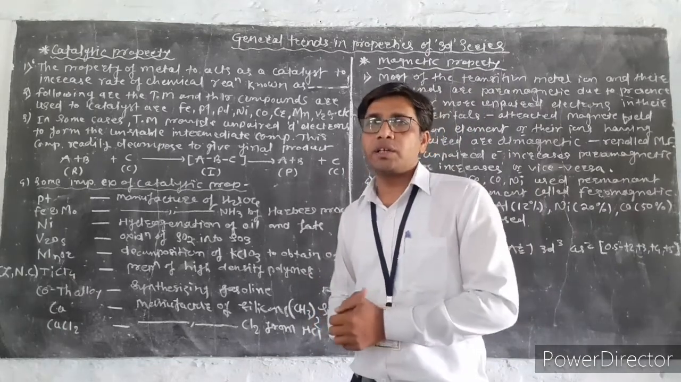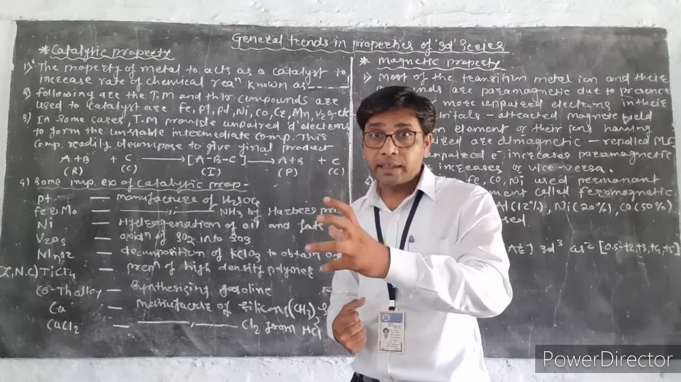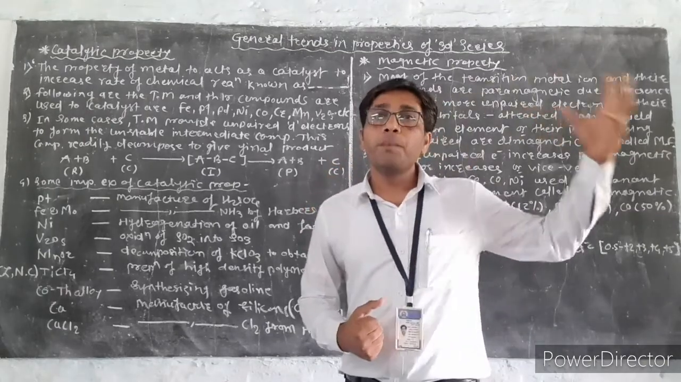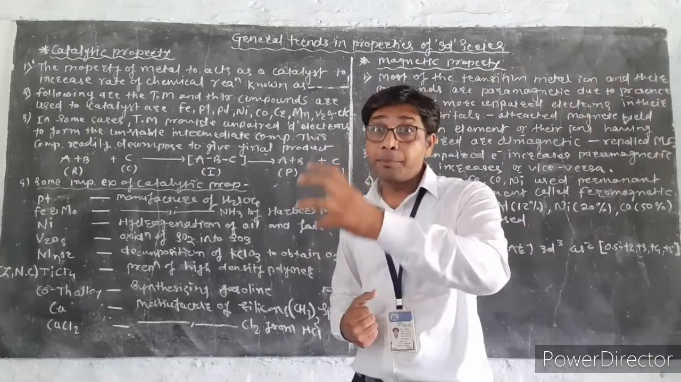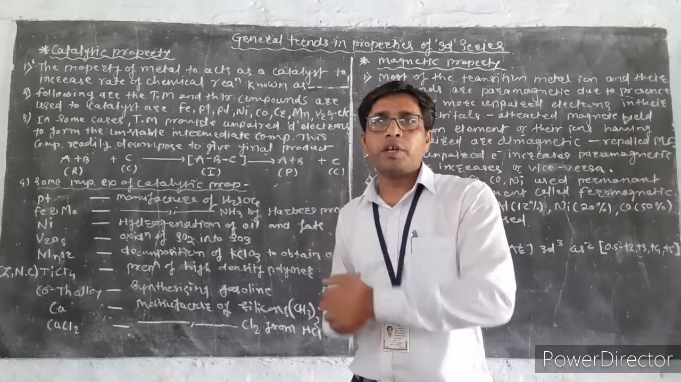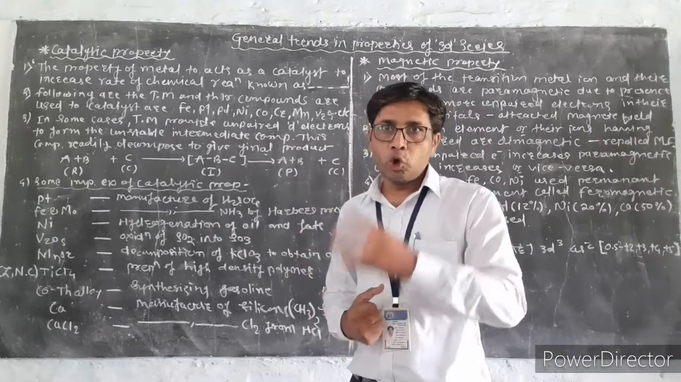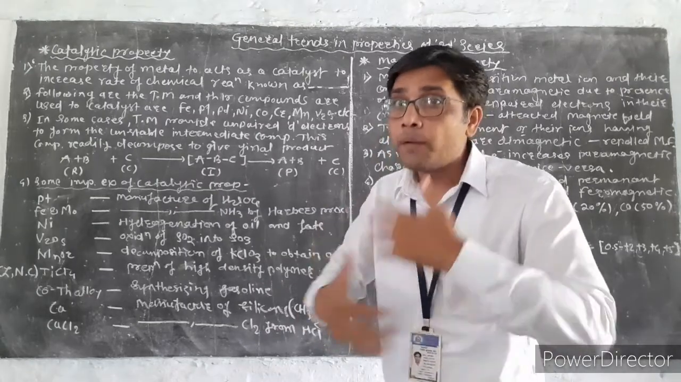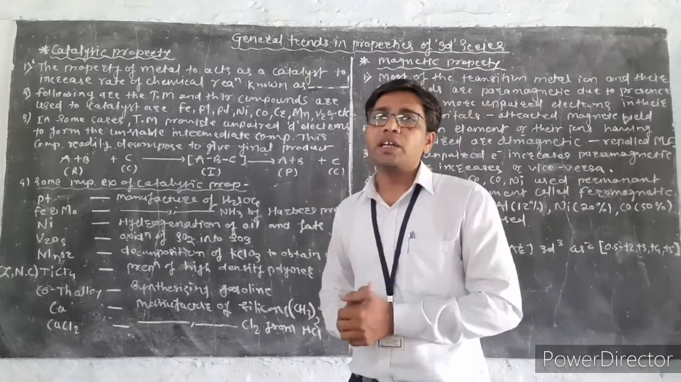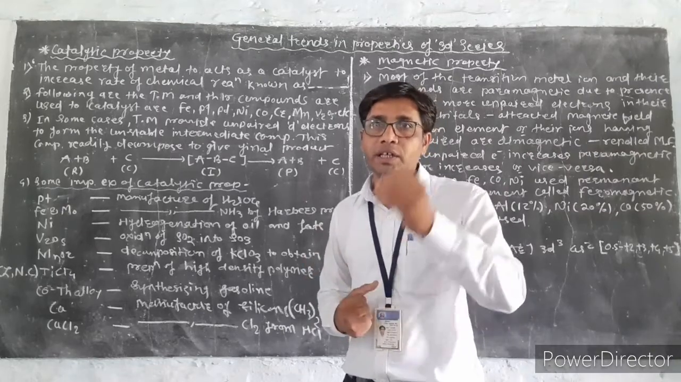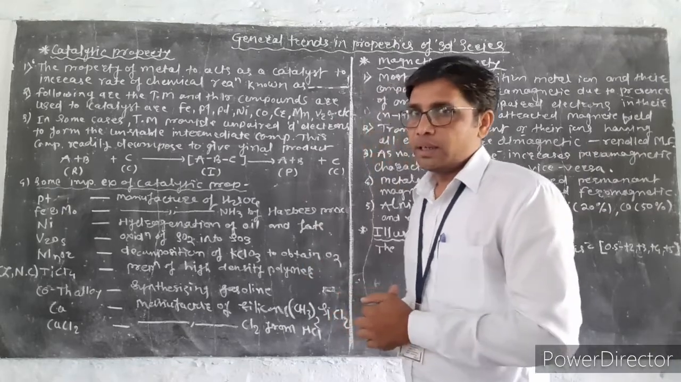Chemical reaction means the reactants react with each other to form the product, and the time duration for formation of a product from its reactants is known as the rate of reaction, and that rate of reaction is increased by using a catalyst in this reaction.